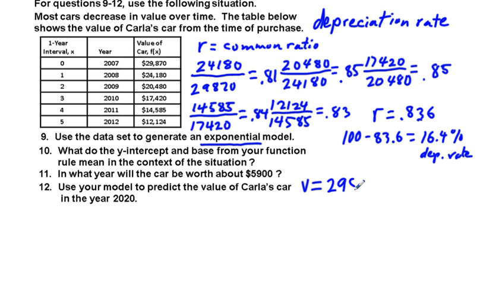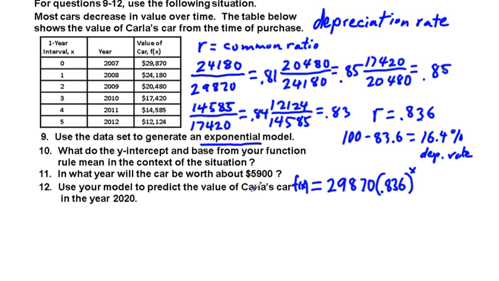29,870 times our common ratio, which is going to be 0.836 to the power of year, or f of x, and they said f of x, right? Value of car f of x. So V, I call this V for value. In the context of the problem, they say f of x. So I'm just going to change that to be consistent with the problem. I'll put f of x out front.